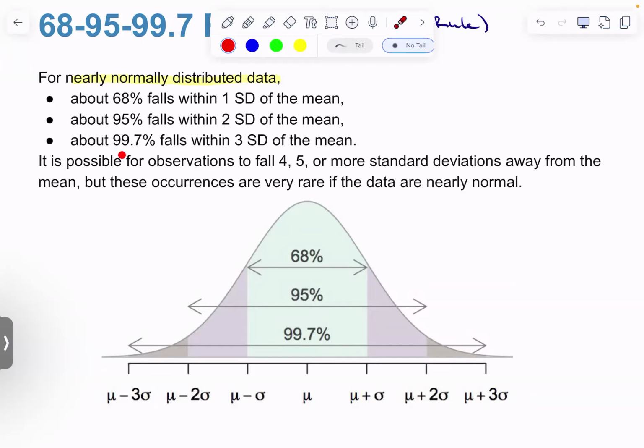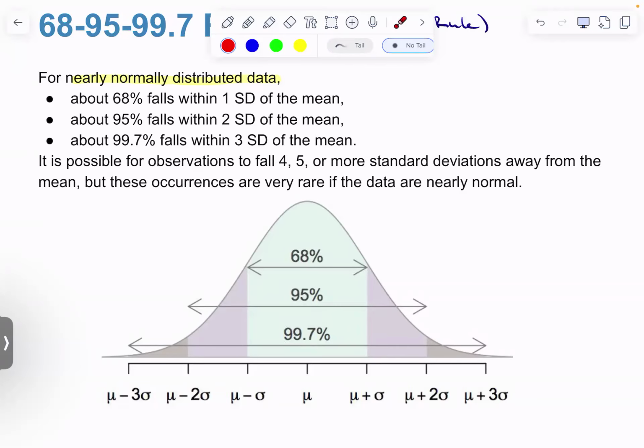And then finally, if you move out 3 standard deviations in either direction, you've covered the central 99.7% of the curve. That's a good chunk of 100%, right? Which means how much is split up between the tails?